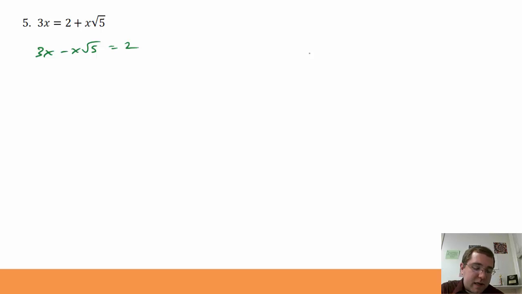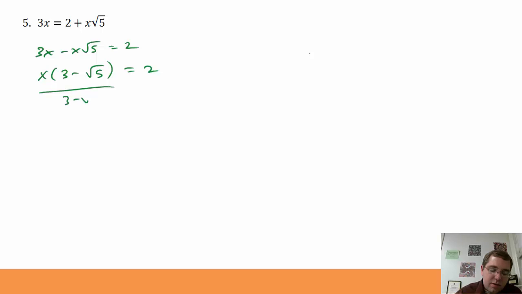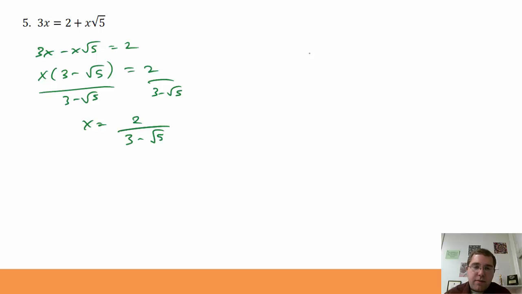So I've got 3x minus x times the square root of 5 equals 2. I've grouped the two terms that have x in them together, and I can factor an x out, leaving me with 3 minus radical 5. Just doing the distributive property in reverse. If I want x by itself, I'm going to divide both sides by 3 minus radical 5. It'll give me x equals 2 over 3 minus radical 5. Now I don't like having radicals in the bottom, so I'm going to multiply by the conjugate 3 plus radical 5. You know how to do that now, right?